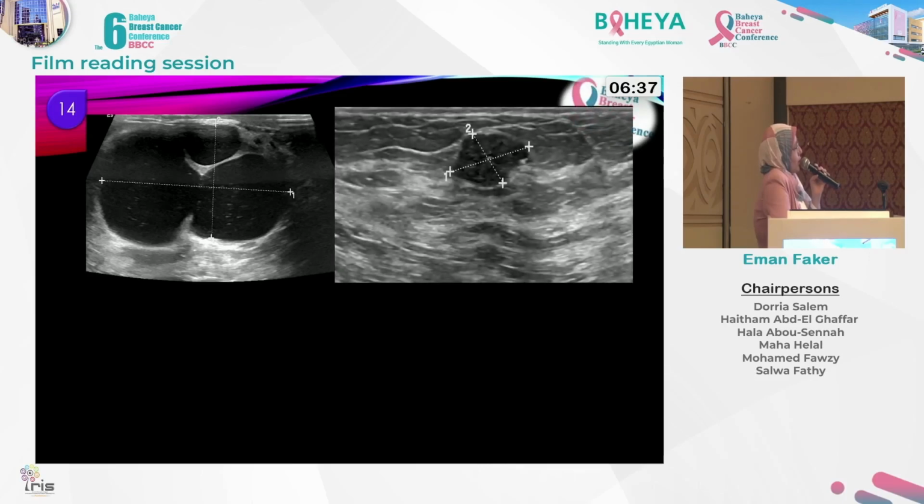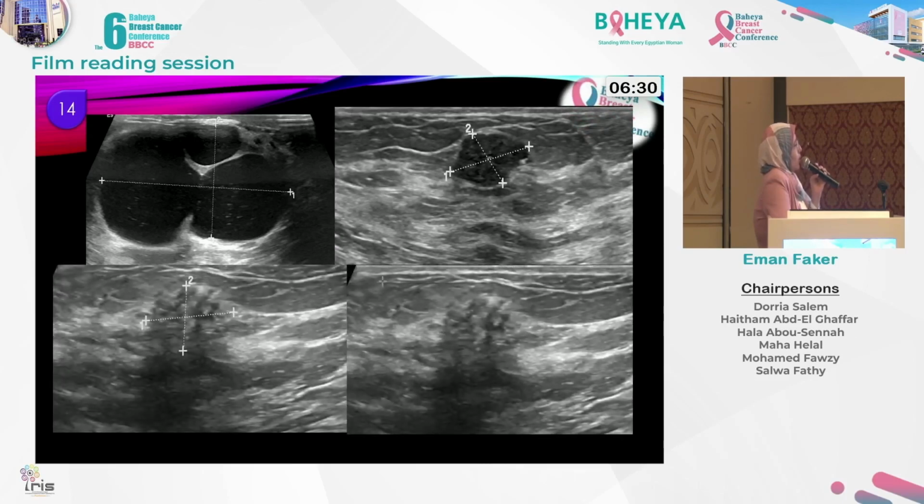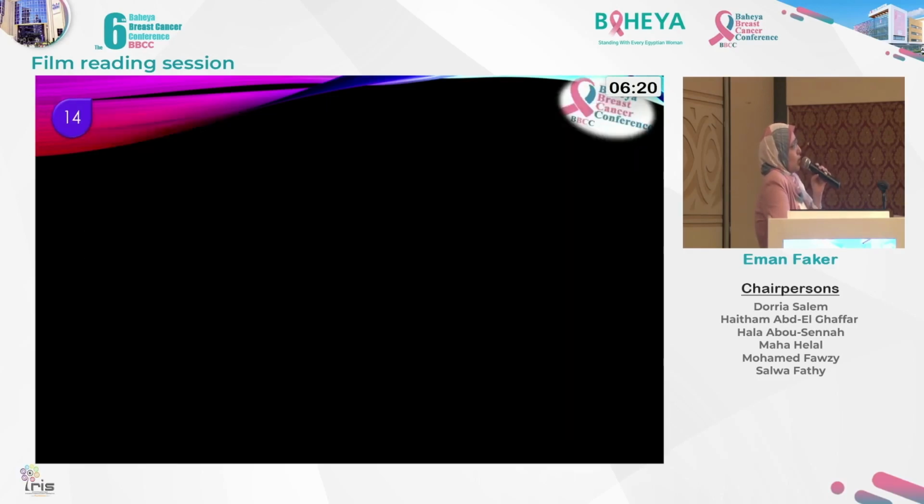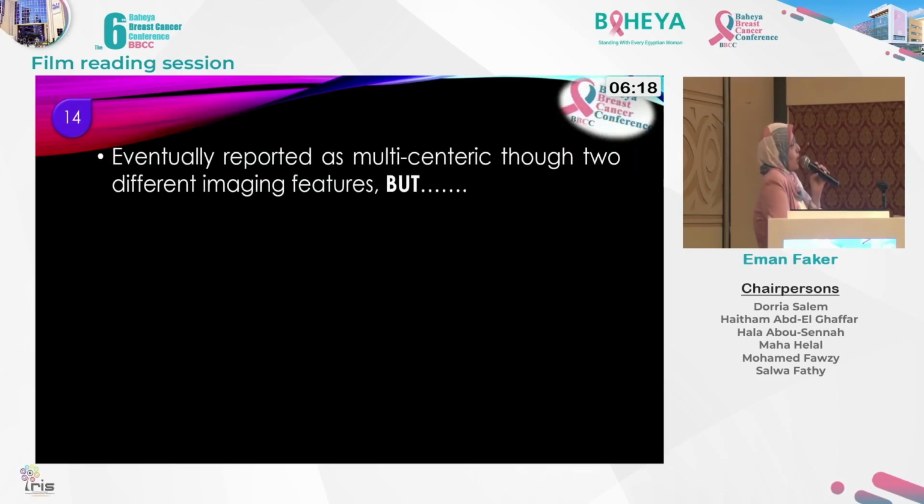Okay, this is another lesion, hypoechoic, oval-shaped with irregular margins. And this was another lesion, which is more echogenic and also ill-defined. So we have 3 different imaging features in the same breast and very adjacent to each other. It is so easy to report the patient as a multicentric lesion and move on.